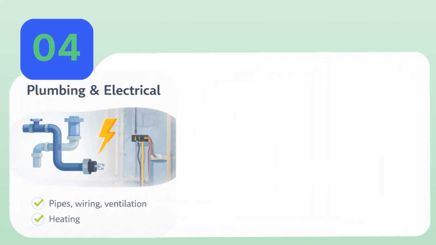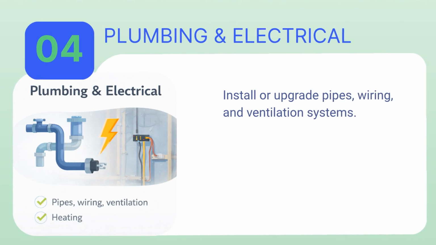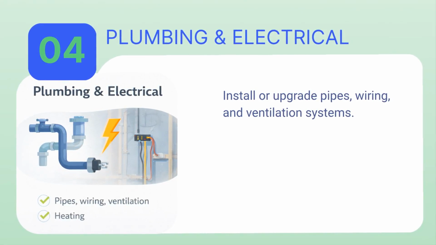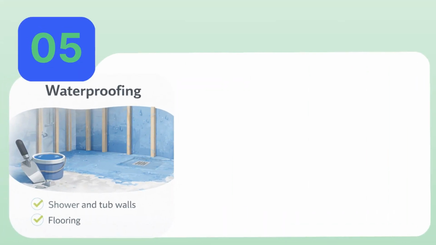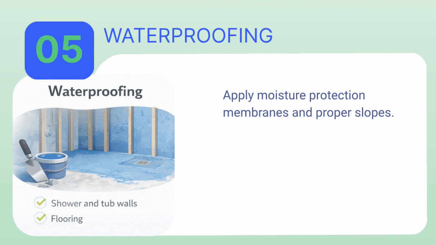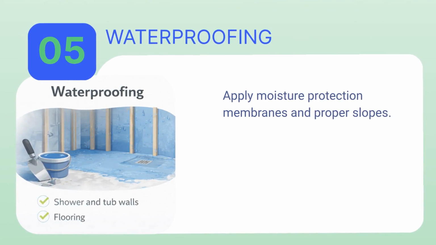Plumbing and electrical systems are installed or upgraded. This includes water lines, drains, lighting, outlets, and ventilation, all completed to code. Waterproofing protects the bathroom from moisture damage. Membranes, shower bases, and proper slopes are installed to ensure long-term durability.